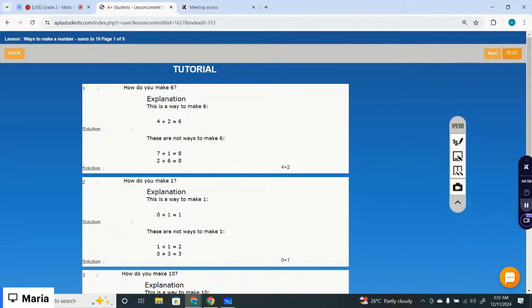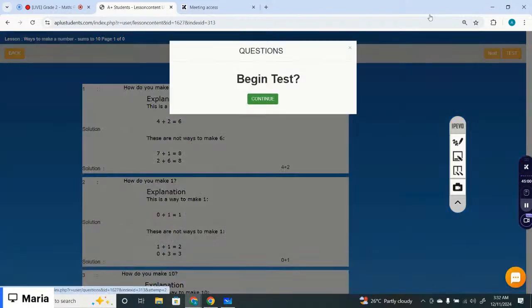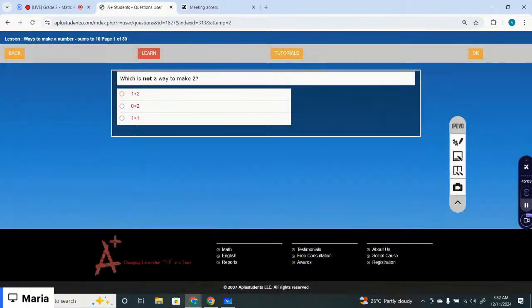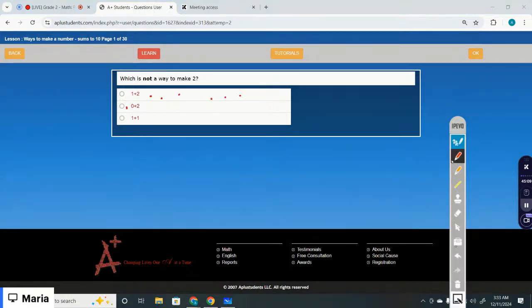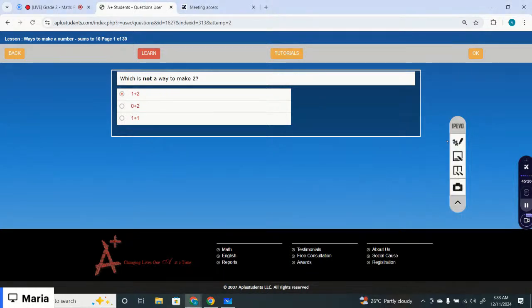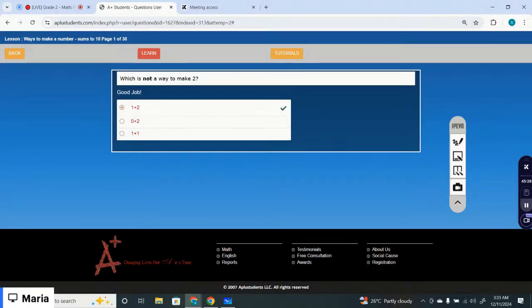Let's just start with the test questions. Which is not a way to make 3? So 2 plus 0 is 2. 1 plus 1 is 2. They make 2. And 2 plus 1 is 3. So that is the one that is not a way to make 3, right? The correct option is option number 1. 2 plus 1 is the correct option. That is not a way to make 3.